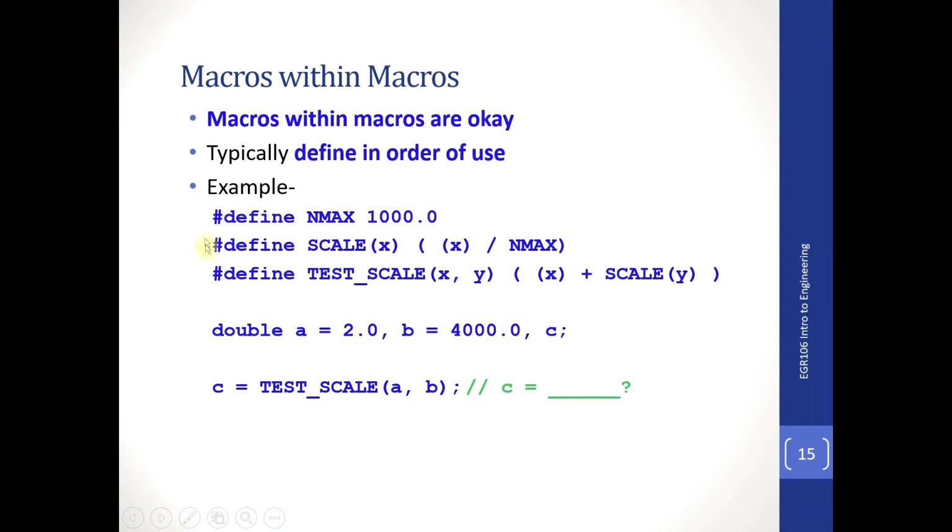I have my next macro, that's scale, right? So this is just simple division, takes one input. And then I have test scale, and that's going to take two inputs, both X and Y. Now inside main, I've defined A as 2, B as 4,000, and I've defined C as my catch. So if I'm going to run test scale A and B, what will C be?